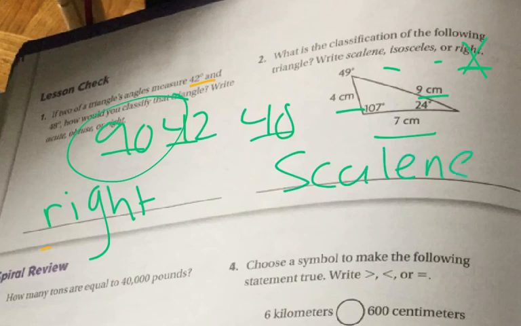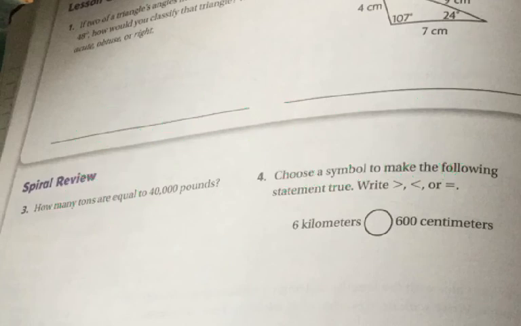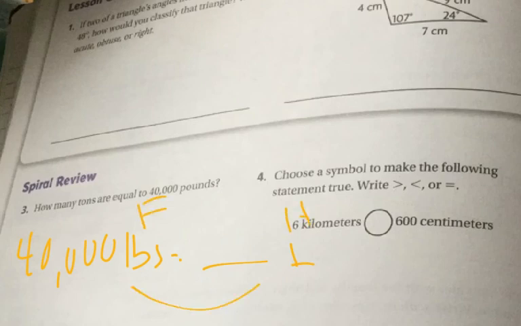The next one, how many tons are equal to 4,000 pounds? Let's remember what we know. 4,000 pounds equals blank tons. Remember, pounds to tons, divide, of course, and you're going to divide by 2,000, or you can get rid of 3 zeros. What's 40 divided by 2? That would be 20.